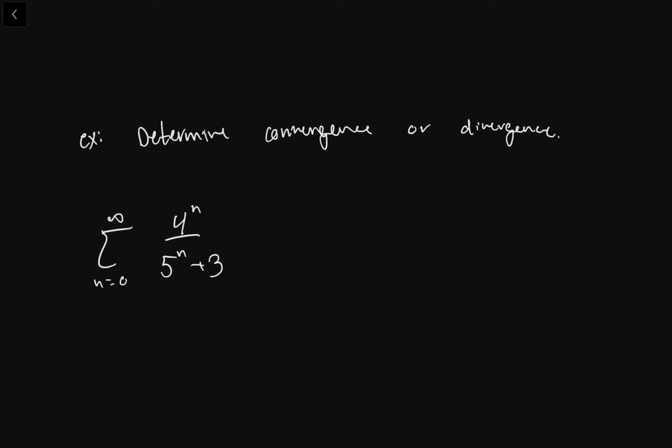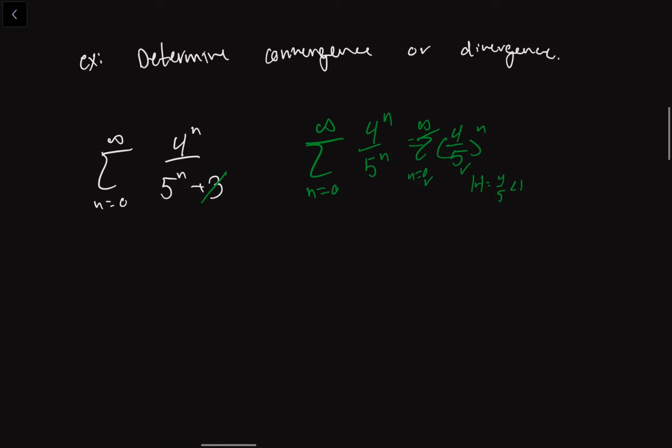Determine the convergence or divergence of this one. Well, this 3 is messing us up, because if that 3 wasn't there, we would have the series from n equals 0 to infinity of 4 to the n over 5 to the n, which is equal to (4/5) to the n, going from 0 to infinity. It's a check that it's going from 0. It's a check that the absolute value of r is less than 1. We have a convergent geometric series here.